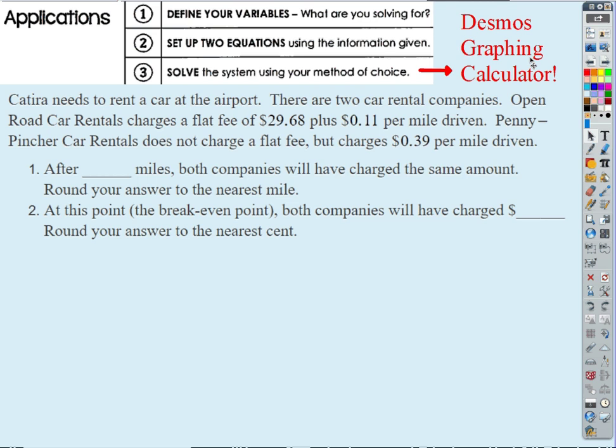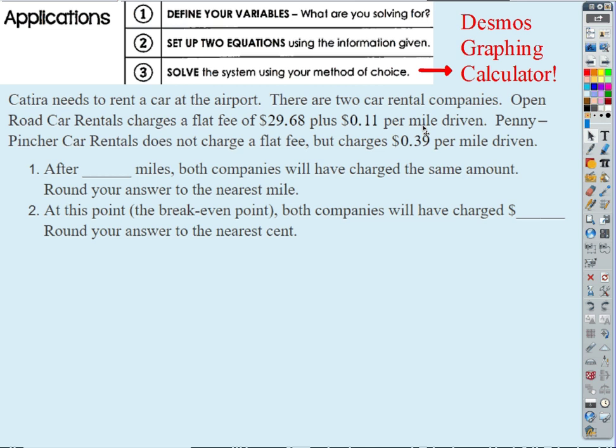We read through this problem. We've got these car rental companies, these two car rental companies. One of them charges a flat fee of $29.68 plus 11 cents per mile driven. Okay. Now look at that, 11 cents per mile. That looks like a rate, doesn't it? Got the word per in there, so that's probably a slope, right? That's my value for M, isn't it?